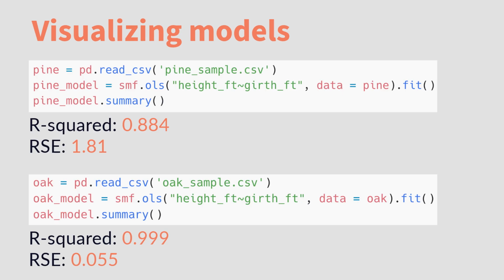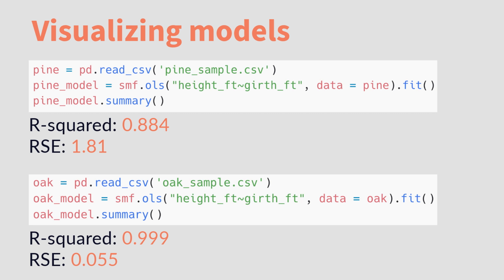Instead of looking at values or numbers, we can generate some plots that will help us visualize and quantify our model. Before we make these plots to visualize model efficiency, let's take a look at these two models. On the top, we have used the OLS function to model a sample of pine trees, and on the bottom, we have done the same for oak trees. Looking at the R-squared and residual standard error values, we can say that the oak model is better compared to the pine model. Both the sample datasets are linked in the description below.